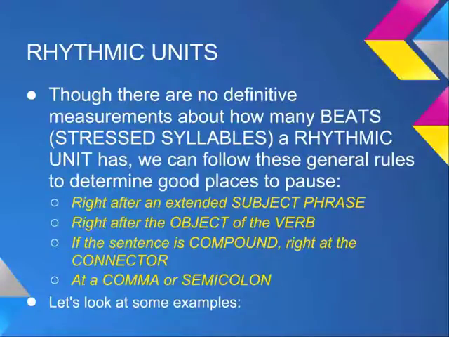Though there are no definitive measurements about how many beats, stressed syllables, a rhythmic unit has, we can follow these general rules to determine good places to pause. Right after an extended subject phrase, right after the object of the verb, if the sentence is compound, usually right at the connector, or even with punctuation such as a comma or semicolon. And again, these are not all of the examples, but these are the most popular ones. Let's look at some examples.